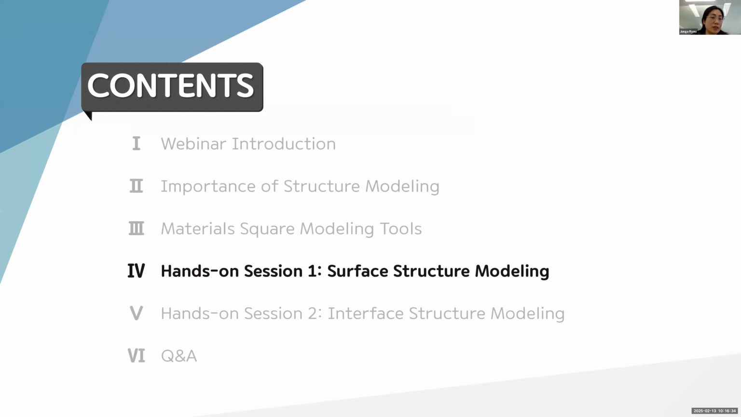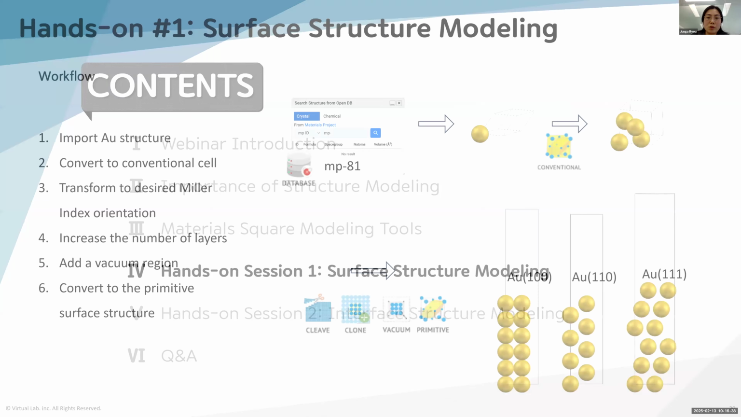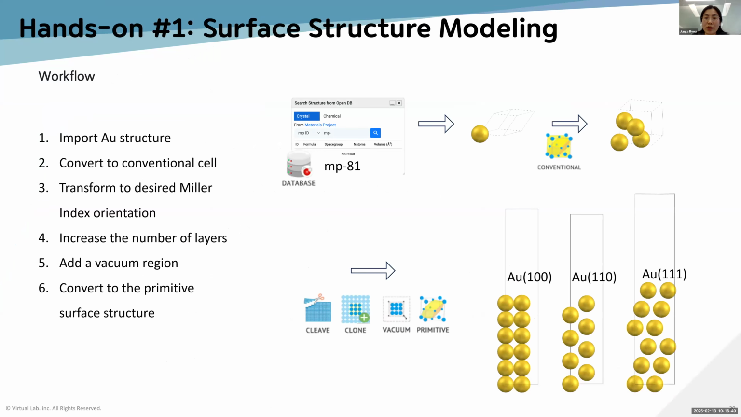Now it's time to create a structure. Among the various surface structures, we will create a Miller index surface of gold bulk. The workflow for creating the surface structure is six steps.